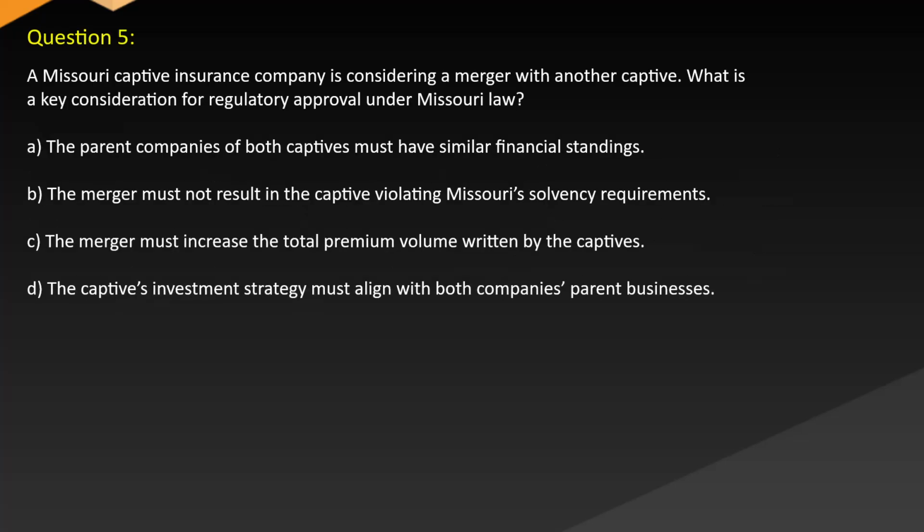Question 5. A Missouri captive insurance company is considering a merger with another captive. What is a key consideration for regulatory approval under Missouri law? A. The parent companies of both captives must have similar financial standings. B. The merger must not result in the captive violating Missouri's solvency requirements. C. The merger must increase the total premium volume written by the captives. D. The captive's investment strategy must align with both companies' parent businesses.